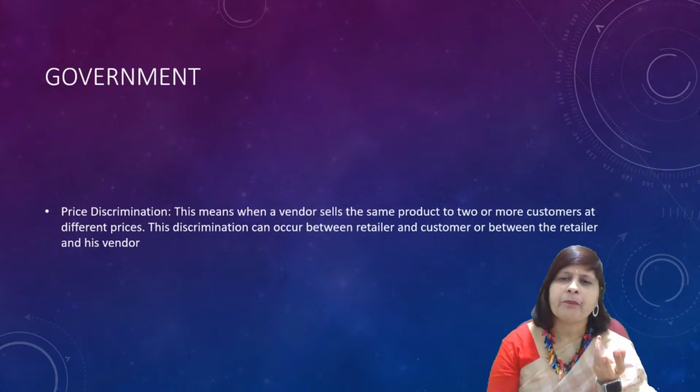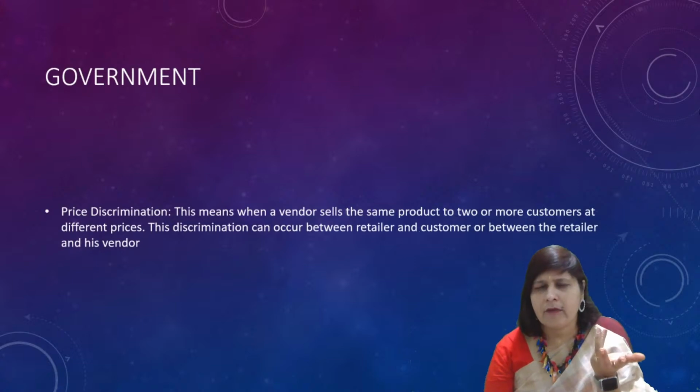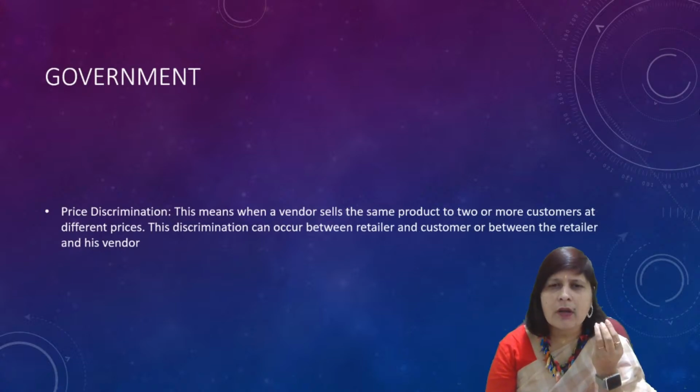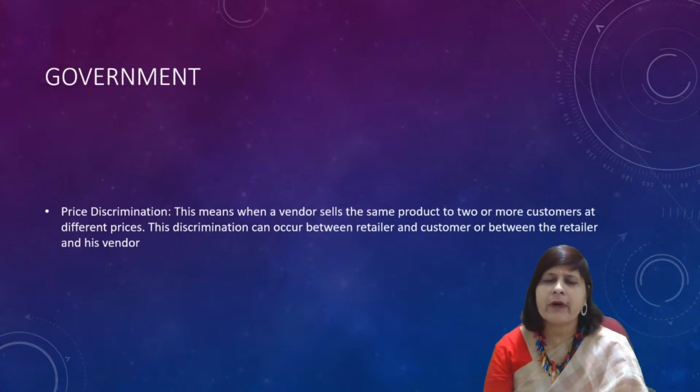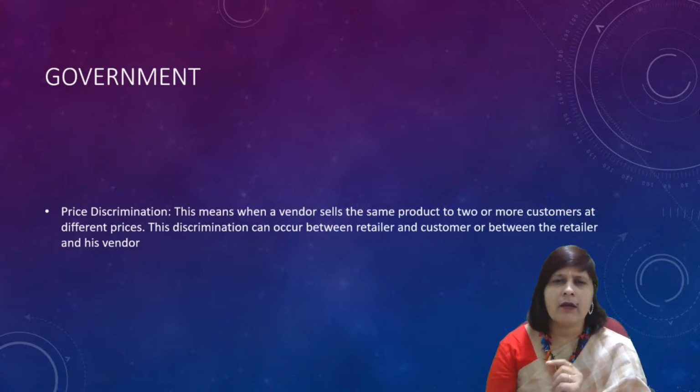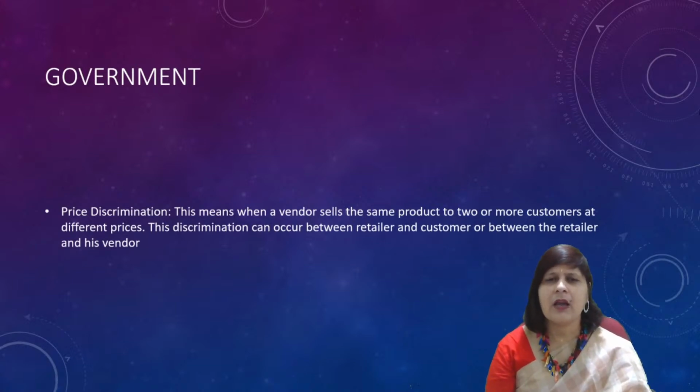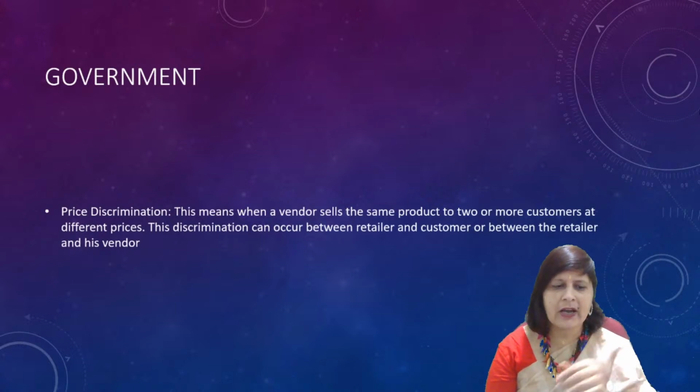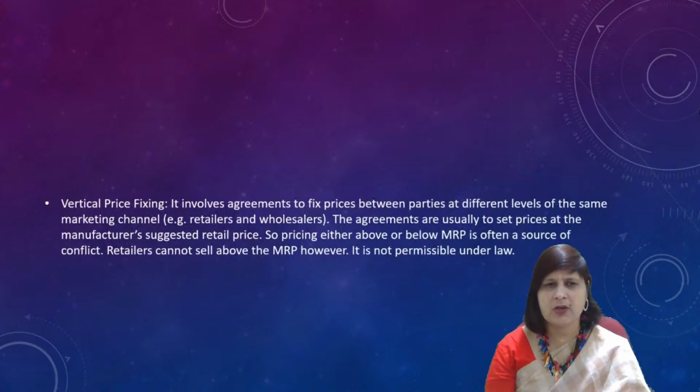Suppose you want to buy some artificial or imitation jewelry. Then a retailer can sell his product at different prices to different customers. Suppose he kept the price of a water bottle at 100, and someone came and paid him 100, and then another came and said, no, no, I'll pay only 90 rupees. Then he sold that bottle at 90 to another. So this is price discrimination, when vendors sell the same product to two or more customers at different prices.